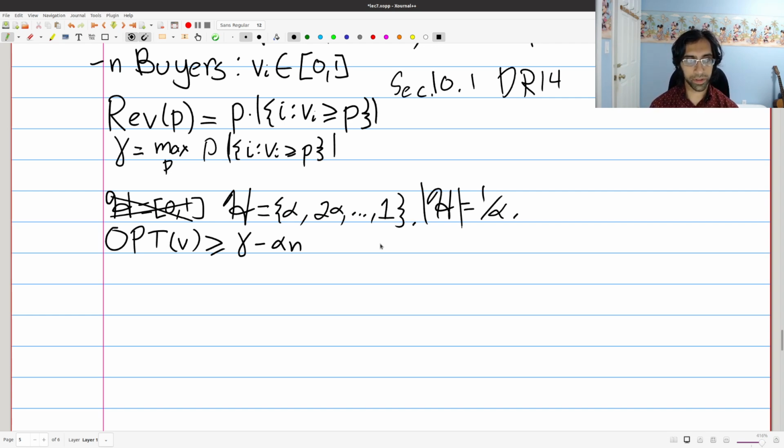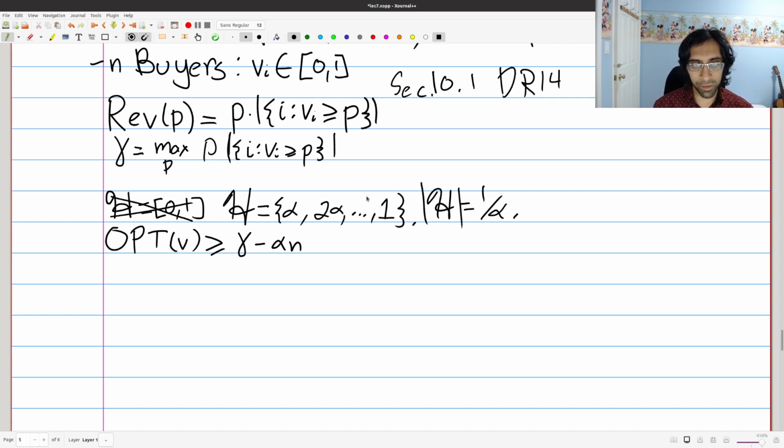So suppose we perform the discretization, and that is we're restricted as a seller to only choose a price from the set of prices. Well, suppose you knew what the optimal thing before was, say some P star, then you're going to reduce it from P star to some P prime, where the difference between P star and P prime is going to be less than alpha. Basically, you round down the optimal price, whatever price achieves this gamma, to the previous multiple of alpha.